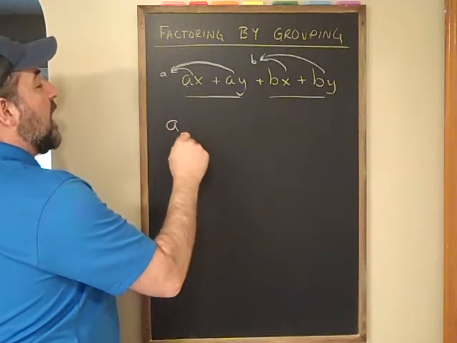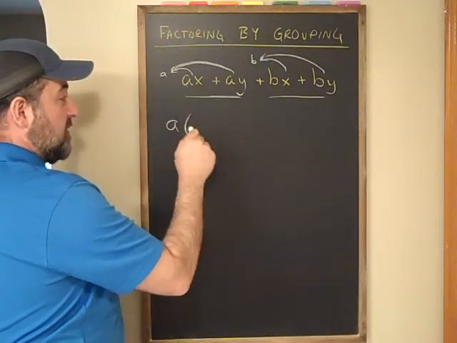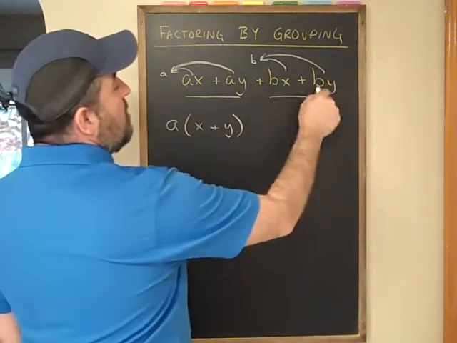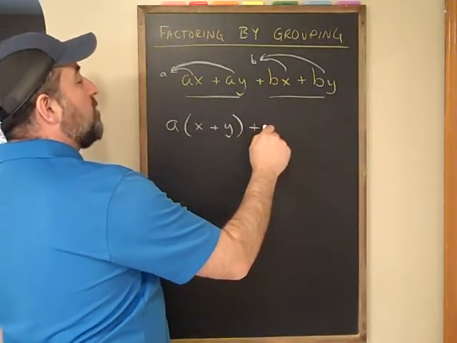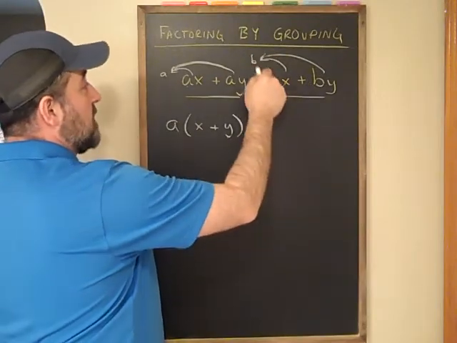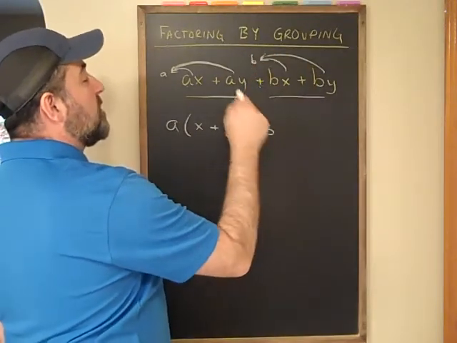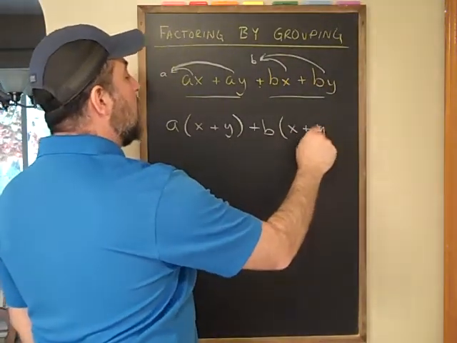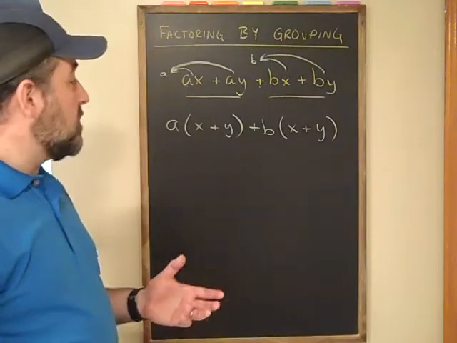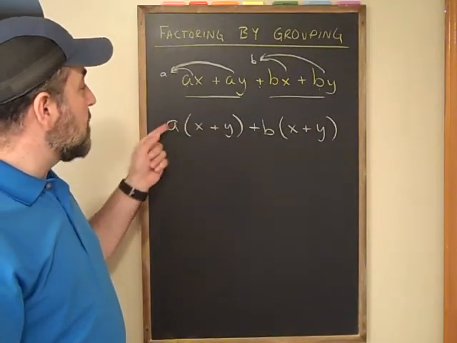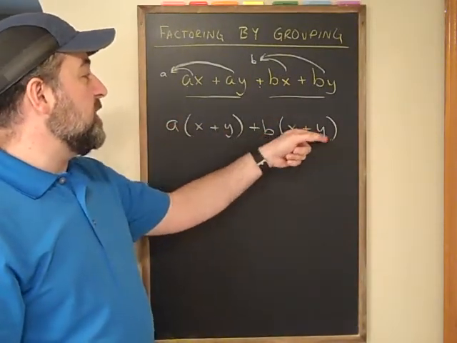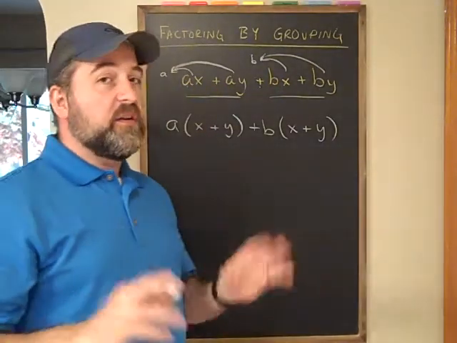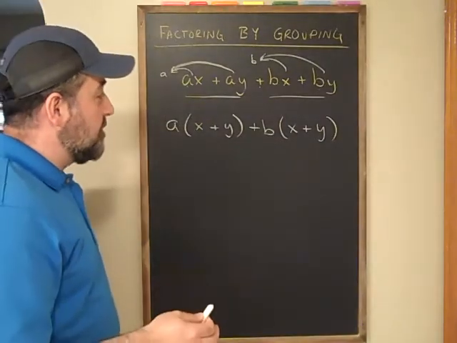So when we factor that a out, what's going to be left is a quantity x plus y. When we factor the b out of these, we're going to have plus, because there's a plus there, and we're factoring a b out, there's going to be a b there, and what's going to be left inside is an x plus y. I want you to stop and take a look that if we distribute this a through, and we distribute this b through, we end up with what we started with. So nothing's changed, we've just manipulated the way it's looking.